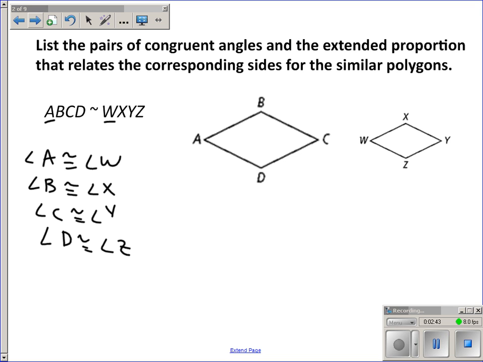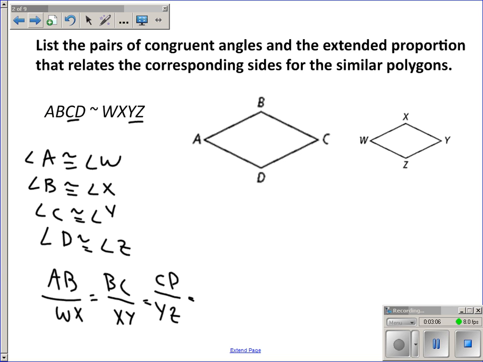Now, the corresponding sides. AB divided by WX is equal to BC over XY, and CD over YZ is equal to DA over ZW. Okay, now this is an extended proportion. It's a proportion with 3 or more ratios. Okay, but we found the corresponding angles that are congruent and the corresponding sides that are proportional.